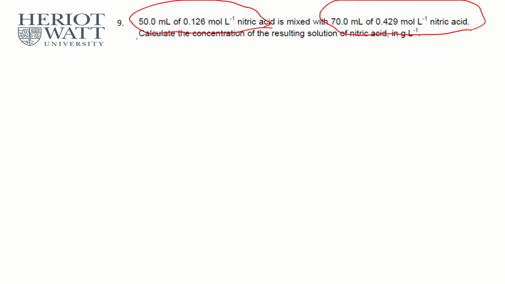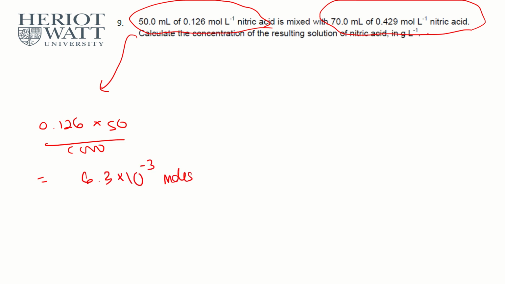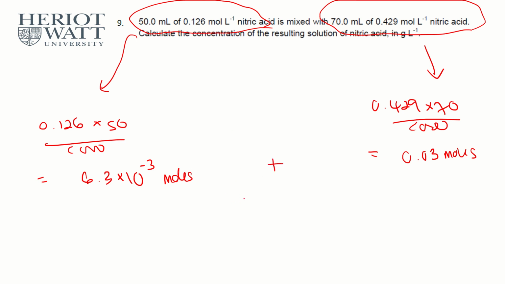So what we're going to do here is calculate the mole of this, which is 0.126 times 50 over 1000, MV over 1000, guys. So what do you get? I'm getting 6.3 times 10 to the power of -3 moles. This is the first nitric acid, and from here 0.429 times 70 over 1000, and you will get the mole 0.03. So I have 0.03 plus 6.3. Make sense? So total mole, add them up, you will get 0.0363. This is the total moles of nitric acid, HNO3.